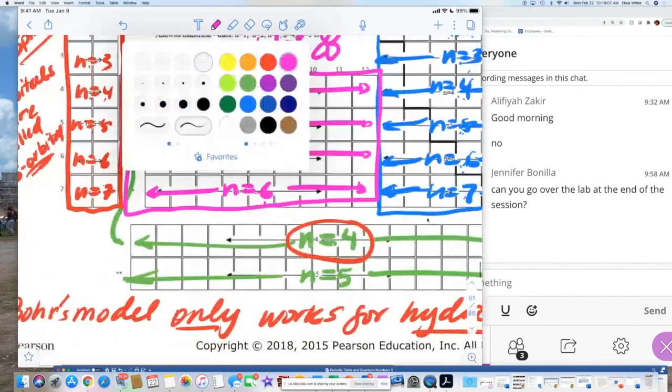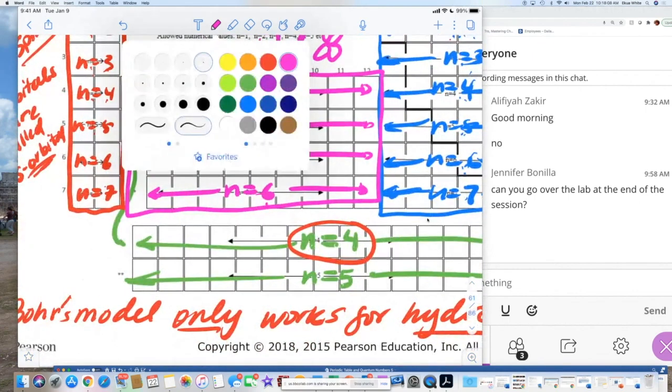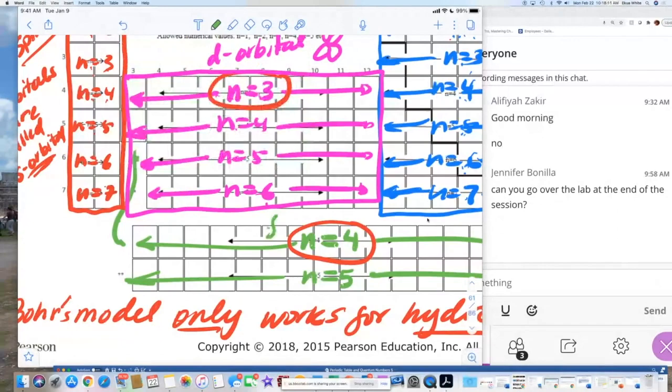Then finally down here, I meet the F orbital, the flower orbital. With the F orbital, that's shaped like a flower, F orbital, scientists didn't find any in energy level 1, 2, 3. They finally found it in 4. Okay?